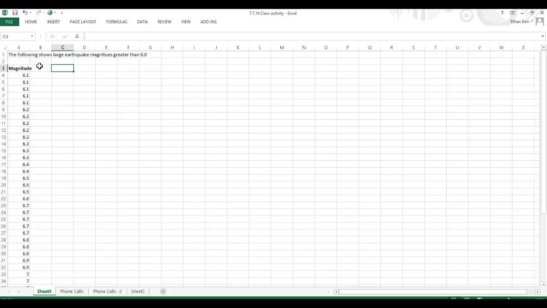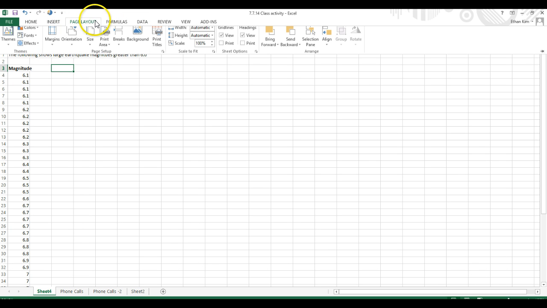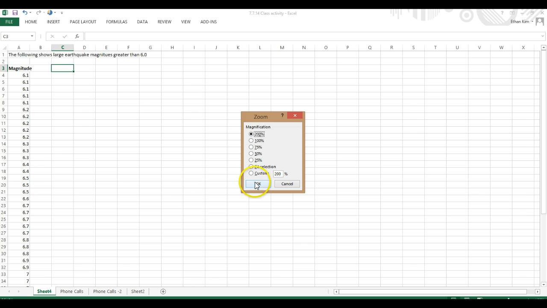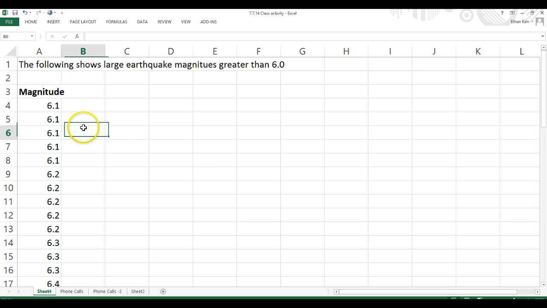So average is pretty simple, right? We've been talking about it for a while. Let me just make this a little bigger for you. Let's make it 200% so everyone can see. So actually, this is the data from the homework. This is the earthquake magnitudes.